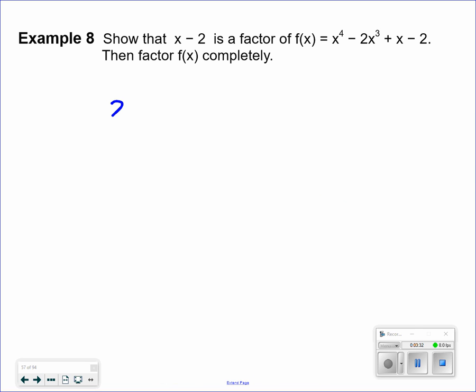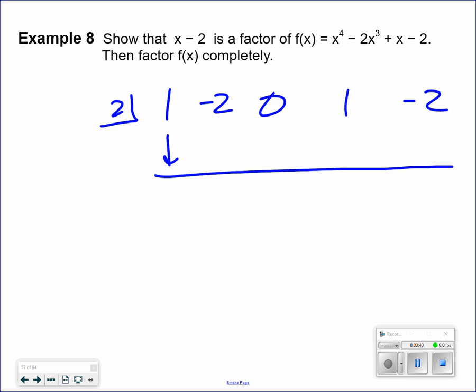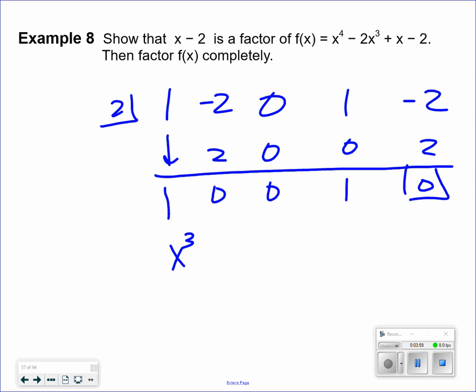Show that x minus 2 is a factor. Now, many of you, and this will be on your test, will miss the fact that there's no x squared. There's 1x to the 4th, -2x cubed, no x squared, 1x minus 2. Some of you are going to get this wrong just because you're forgetting about the 0 in there. Now, writing the answer: x cubed, no x squared, no x, plus 1.